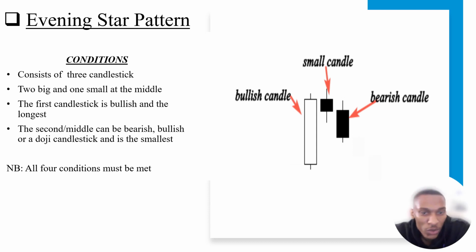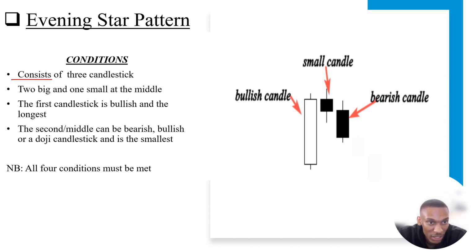So in this video, we'll be looking at the evening star pattern. This is just the opposite of the morning star, which we discussed earlier. Again, it consists of conditions for it to be met, and it has 4 conditions, and all 4 have to be met.